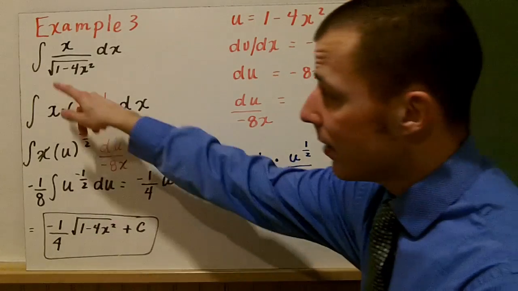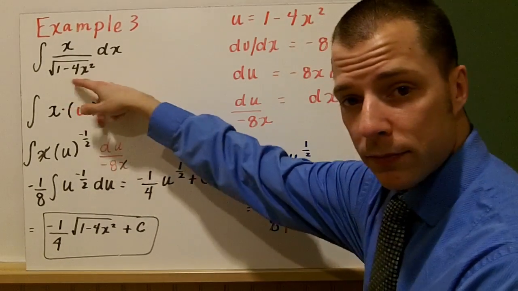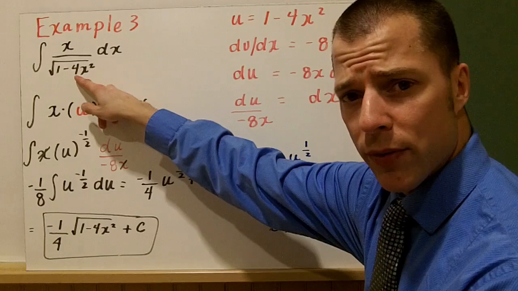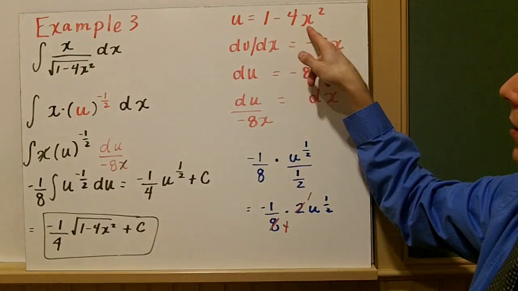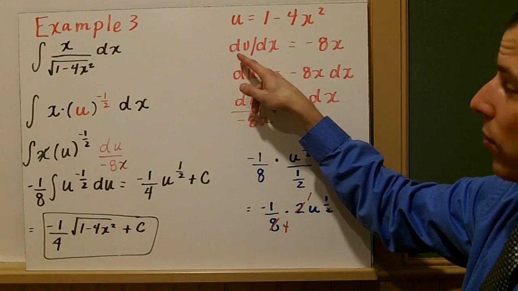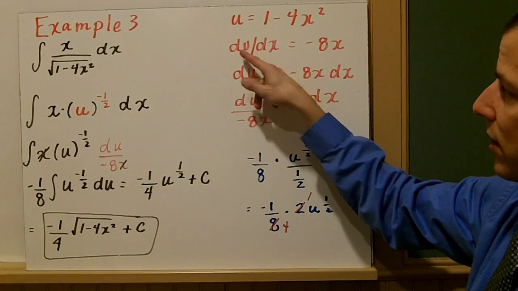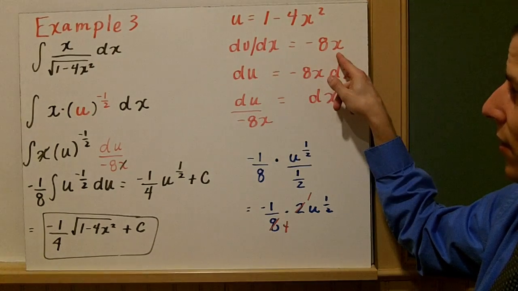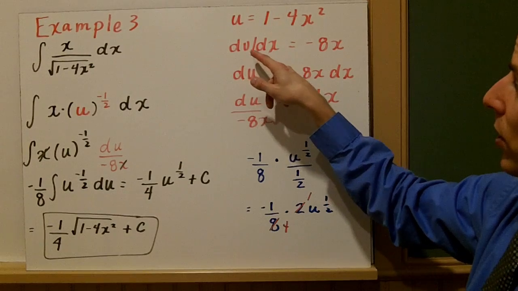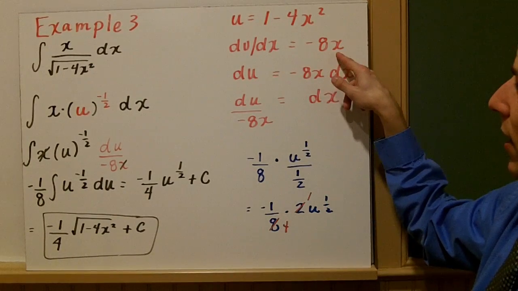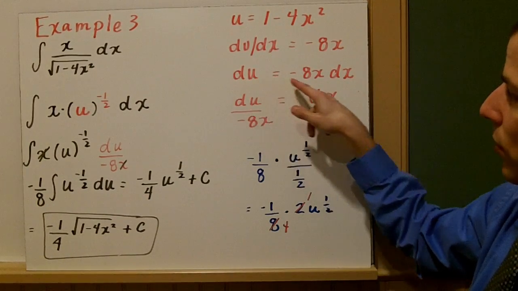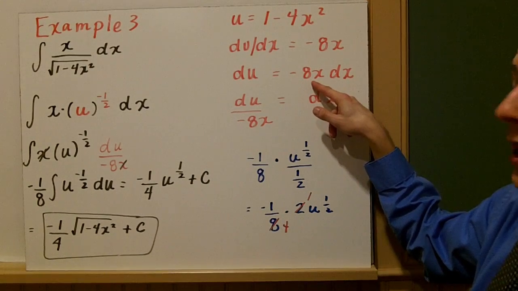Like the last example, I'm going to look to the square root, and I'm actually going to pick what's under the square root to be my u value, which is what I've done here. Now I wrote a little bit of different form, du over dx. Du divided by dx equals negative 8x. The derivative of u with respect to x gives me negative 8x. So du is equal to negative 8x dx.